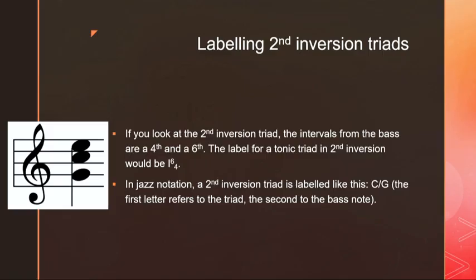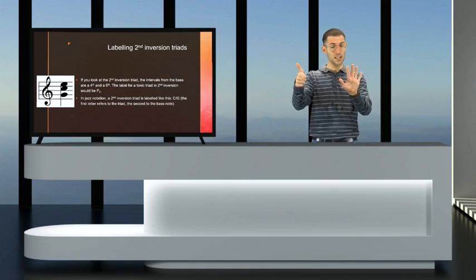All right, then second inversion triads. If you look at this, the second inversion triad, the intervals from the bass are a fourth and a sixth. So let's just have a look at that. We're working with the C chord, C, E, G, but G is now the bass note. G going up to C, G, A, B, C is a fourth, okay? And G going to E, G, A, B, C, D, E is a sixth.